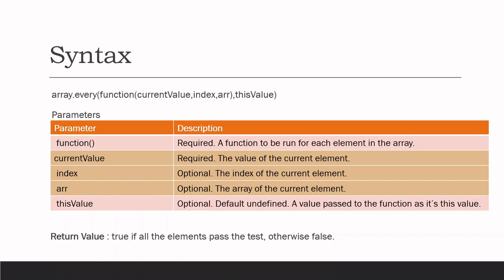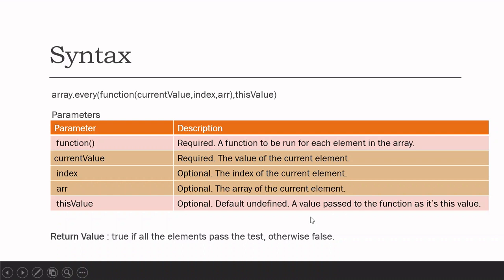The function you are passing contains three parameters. The first one, which is required, is the current value: in the current iteration, what is the current value. The second one is the index of the current element for which the function is getting executed. The third one is the array of the current element, which is the original array. And the last one in the main every function is the this value, which is optional, and the default is undefined.